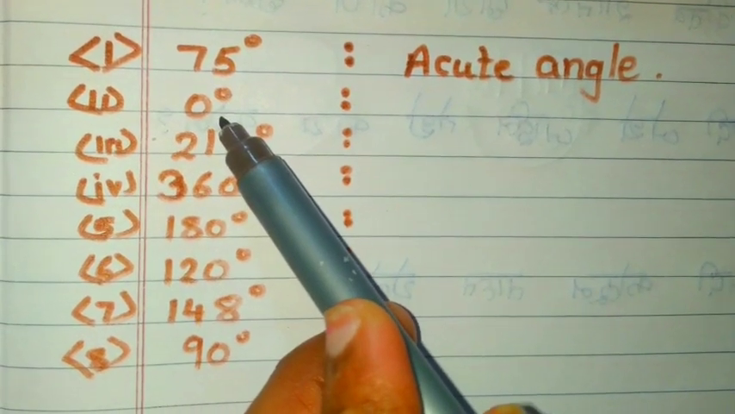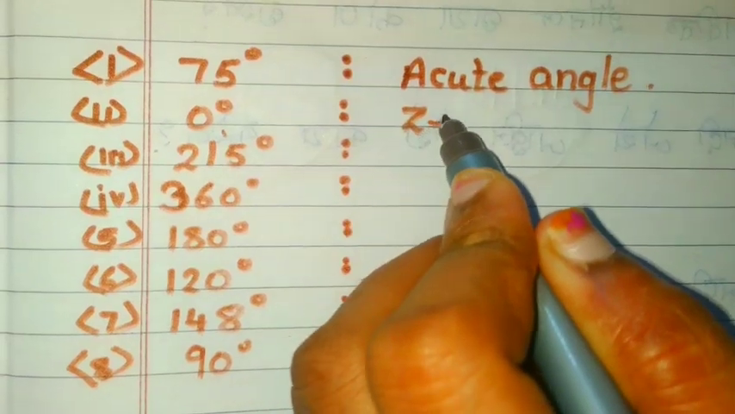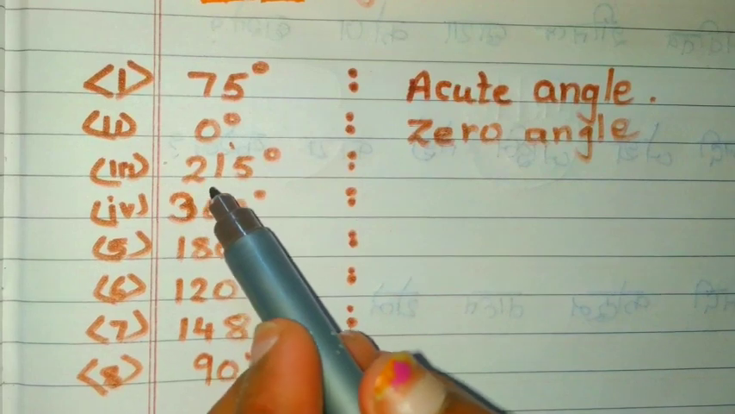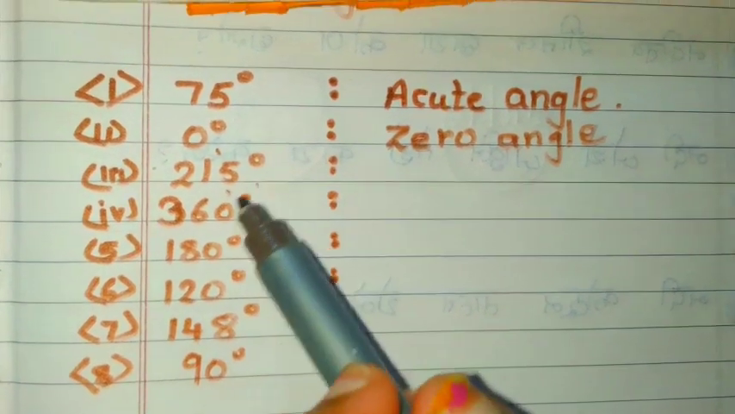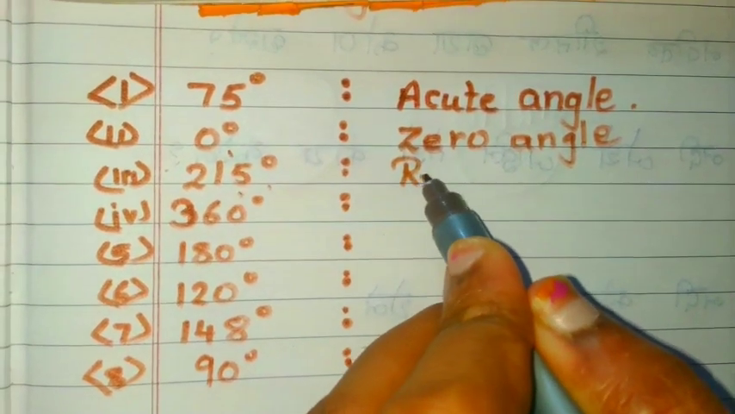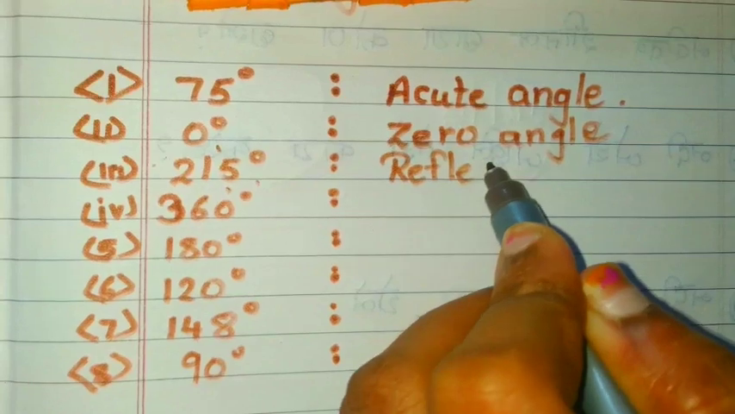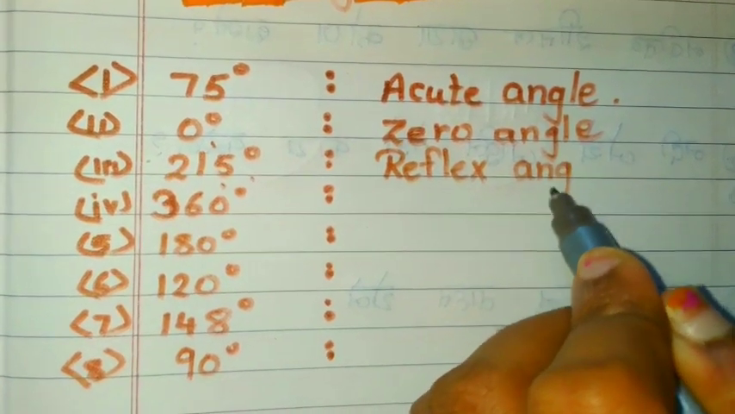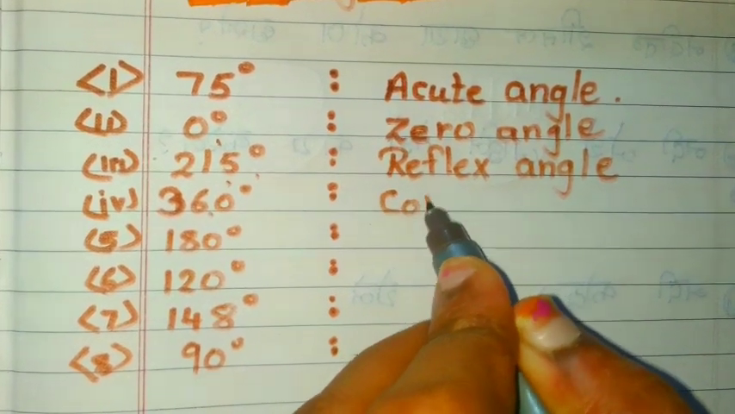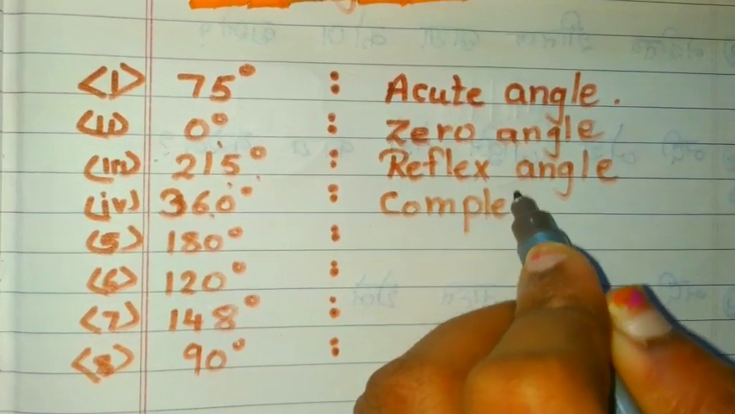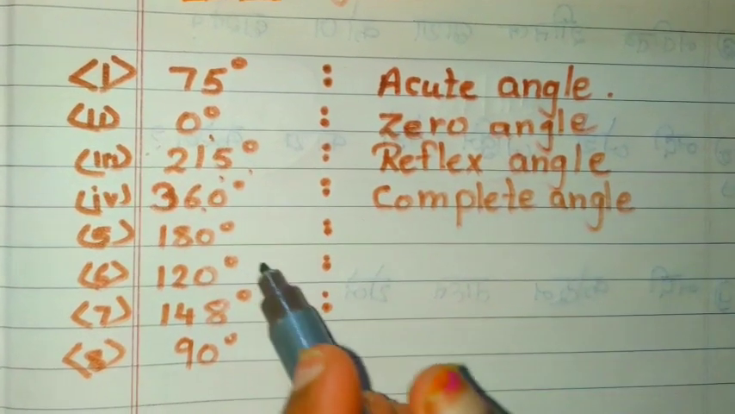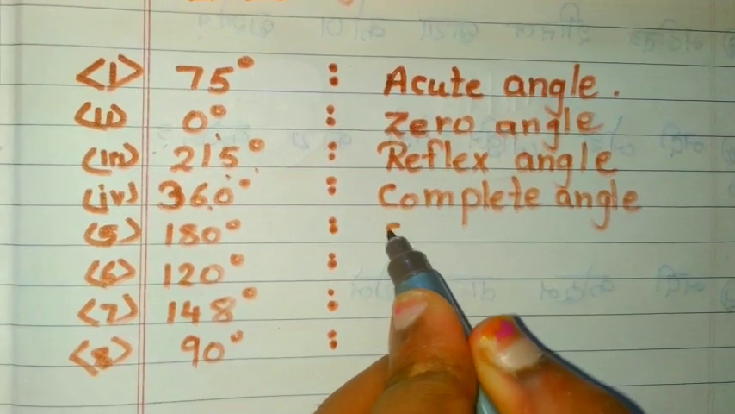Question number 2, 0 degree. 0 degree means it is zero angle. 215 degree means it is greater than 180 degree and less than 360 degree. This is reflex angle. 360 degree is complete angle. 180 degree is straight angle.